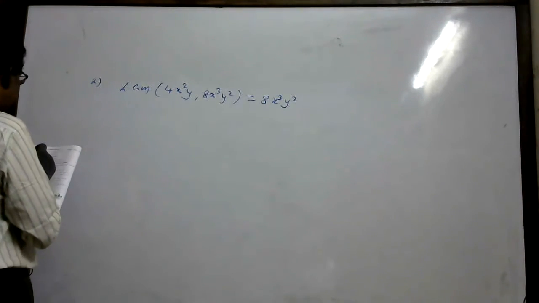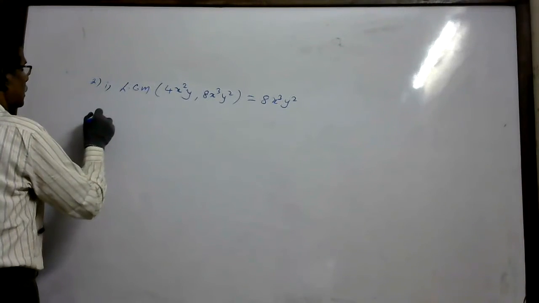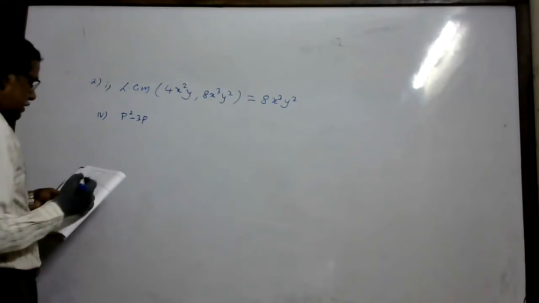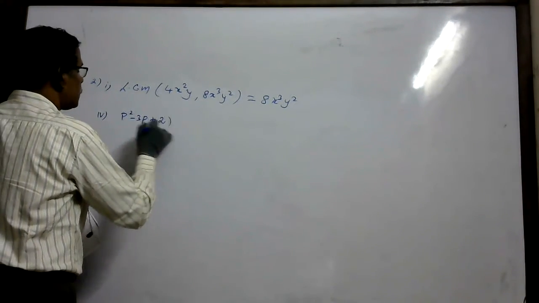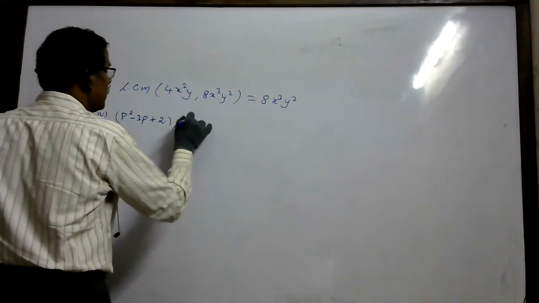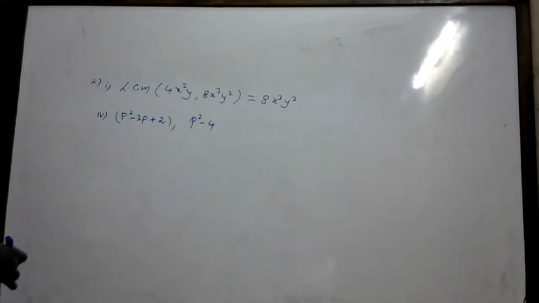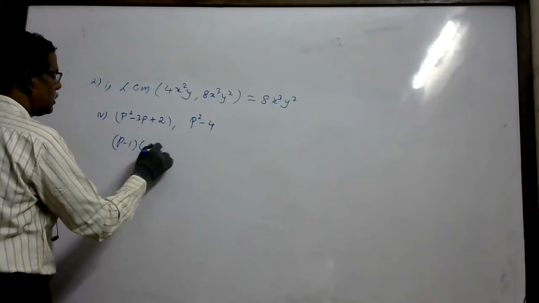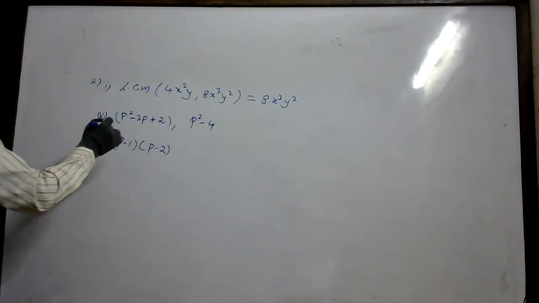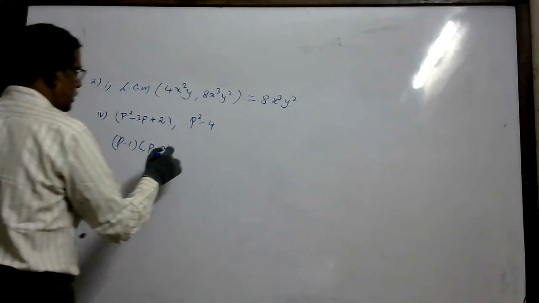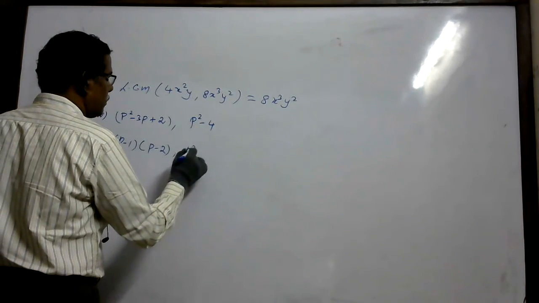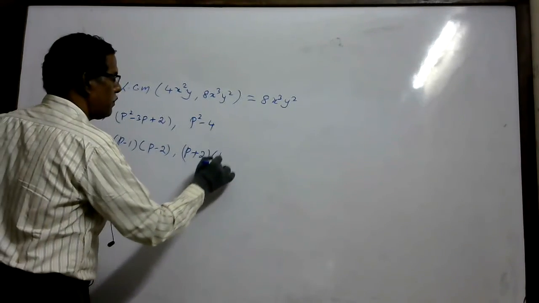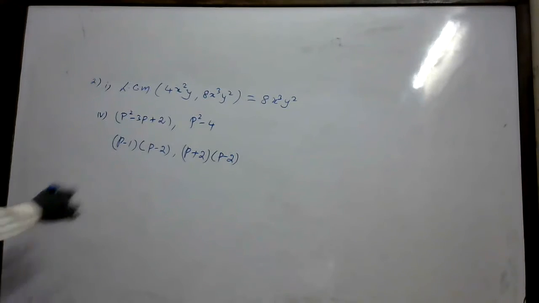As another example, I take the fourth problem. p square minus 3p plus 2 and p square minus 4. We can factorize this as p minus 1, p minus 2. You know the procedure for the factorization. And this factorizes as p plus 2, p minus 2. Now LCM.